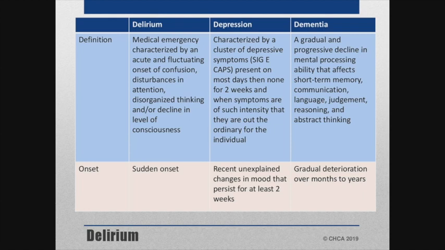You could use the ICSI caps, which you can use as a matter of looking at different symptoms. With regards to depressive symptoms, you could use your PHQ-9. These are generally over a 2-week period or slightly longer. Whereas dementia is more gradual and progressive, declines the mental processing and ability, affects the short-term memory, communication, language development, reasoning, and abstract thinking. These are generally gradual and can occur over months to years.